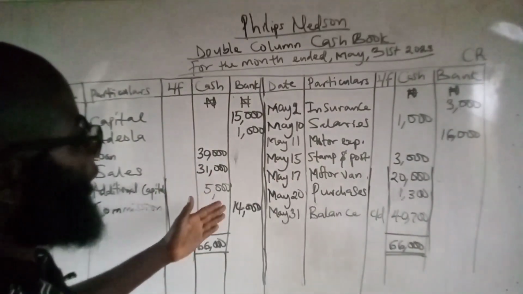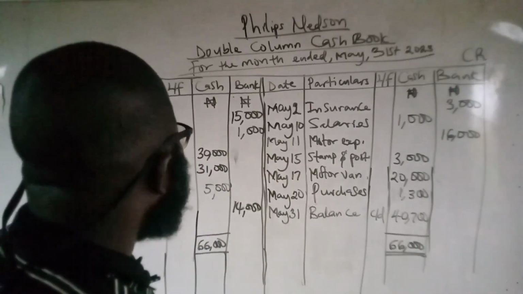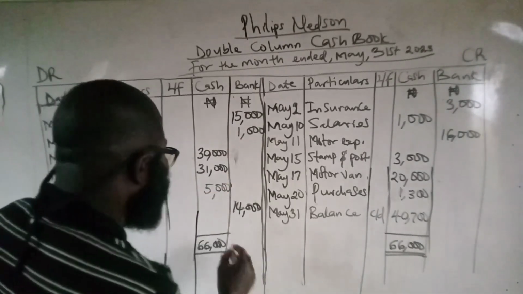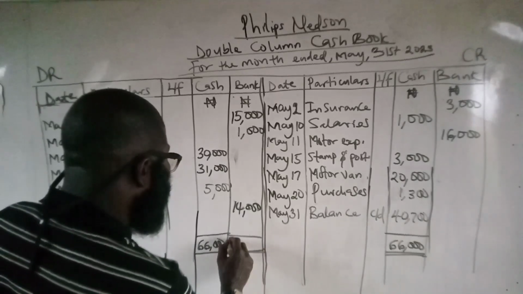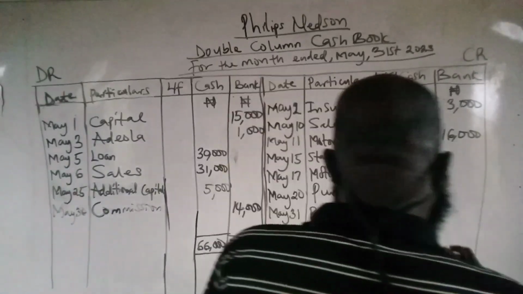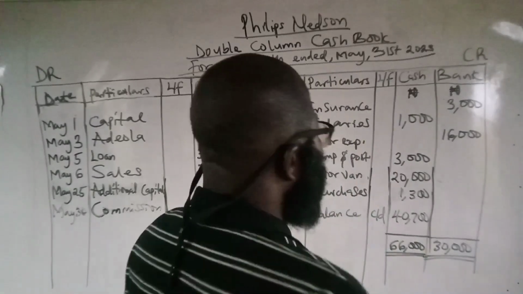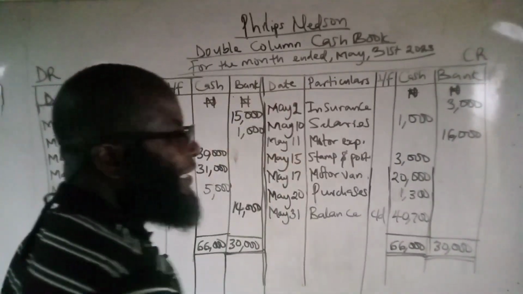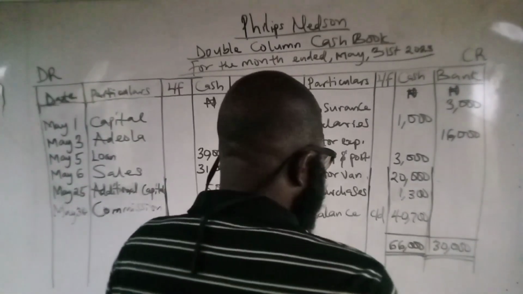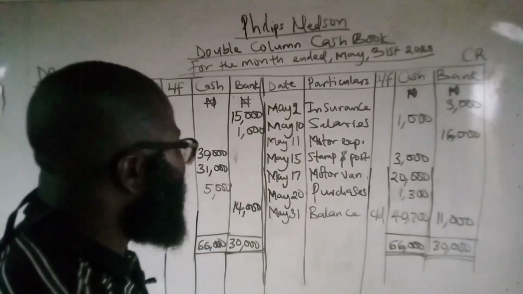Then the next thing will be the bank column. We are done with the cash column. Now for the bank column, 15 plus 1, that should be 16,000, plus 14,000, that should be 30,000 naira. Then you come here as well, put 30,000 naira here. Then 3 plus 16, that should be 19,000 naira. Then take away 19,000 naira from 30,000 naira, we are going to get 11,000 naira. That would be our balance carry down.